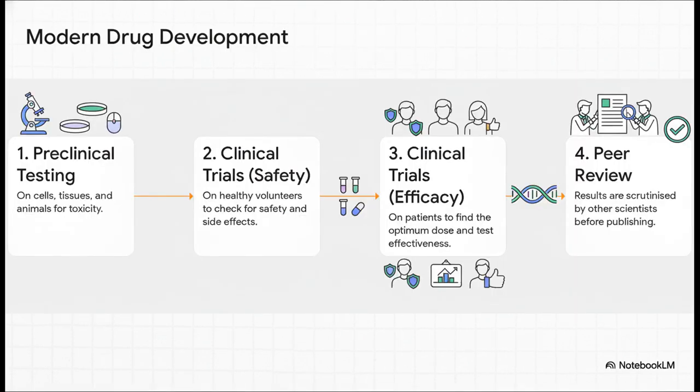Nowadays, drug development is an incredibly long and strict process. It all starts with preclinical testing. This happens in a lab, on cells, tissues, and then live animals, mainly to check if the drug is toxic. If it passes that stage, it moves on to clinical trials with humans. First, it's tested on healthy volunteers to check for safety and any weird side effects. Then, it's given to actual patients to figure out the best dose and to test for efficacy, which is just a fancy way of asking, does this thing actually work? And finally, before it gets anywhere near the public, all the results are peer-reviewed, scrutinized by other independent scientists to make sure everything is correct. It's a slow, expensive process, but it's absolutely essential.